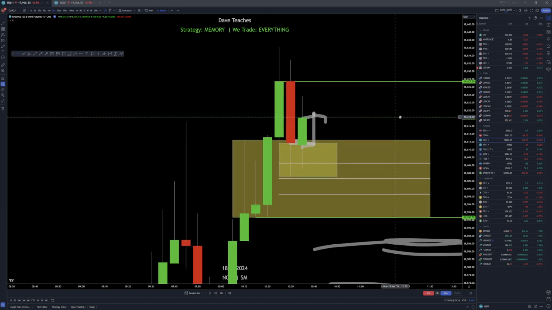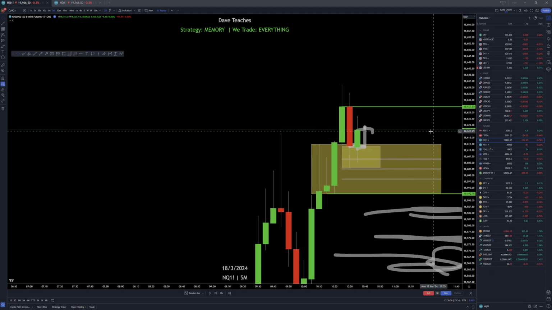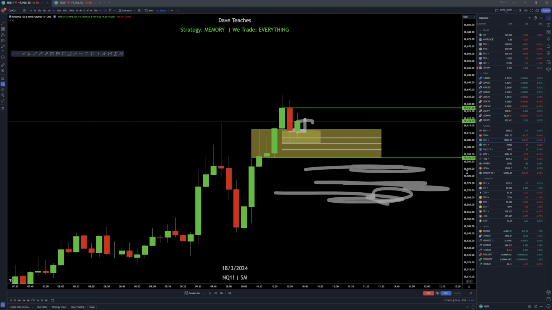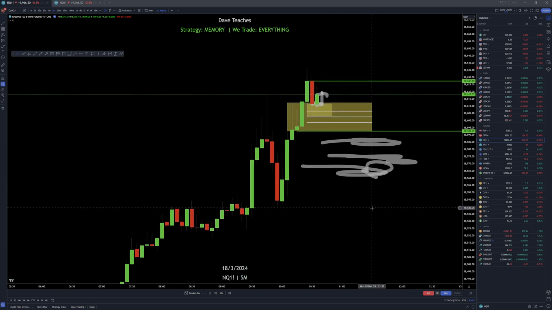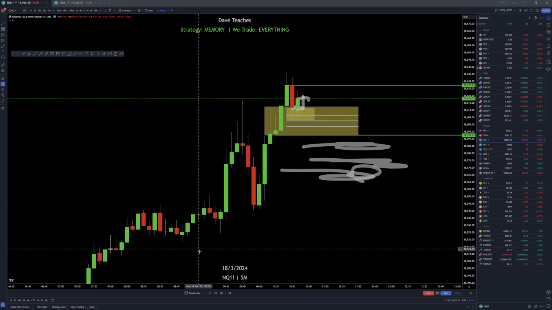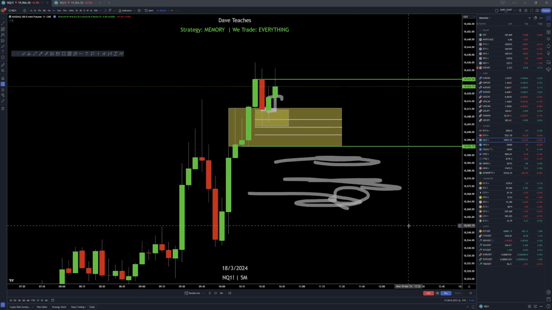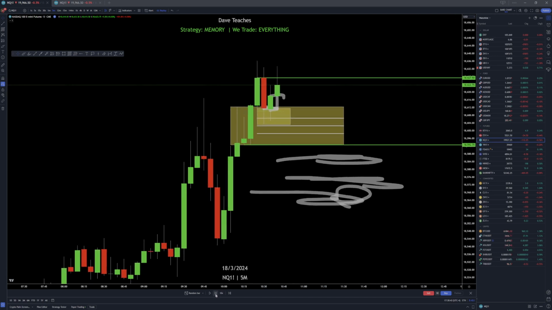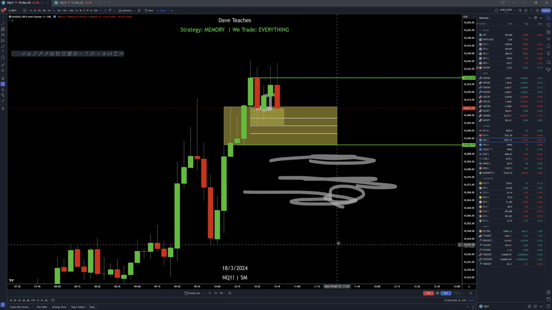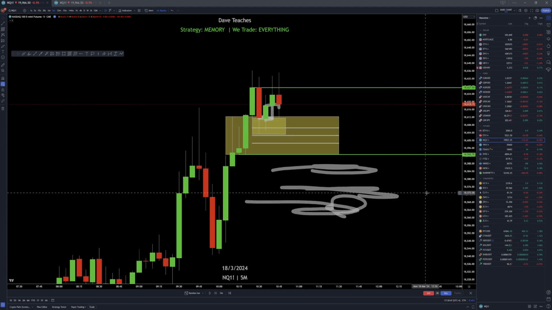It's taking that portion of the wick during times of momentum. Well, look at that beautiful target, man. Beautiful.